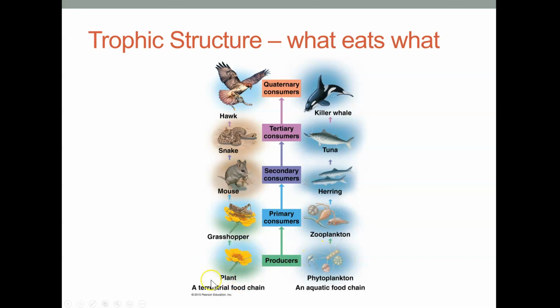On land in a terrestrial environment, it's those plants. It's all the photosynthetic plants that are forming the bottom of that food chain. So primary consumers are going to be the organisms that feed on plants. Secondary consumers can feed on both primary consumers and producers. Tertiary consumers can feed on both secondary and primary consumers. And quaternary consumers can feed on all of them. So we have this trophic structure in terms of what can eat what.